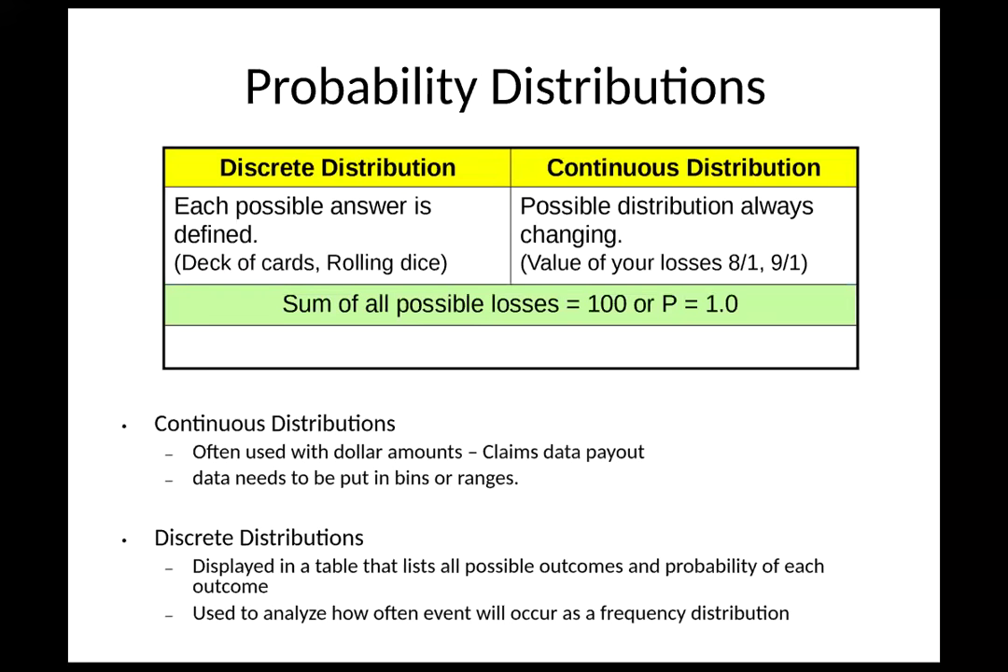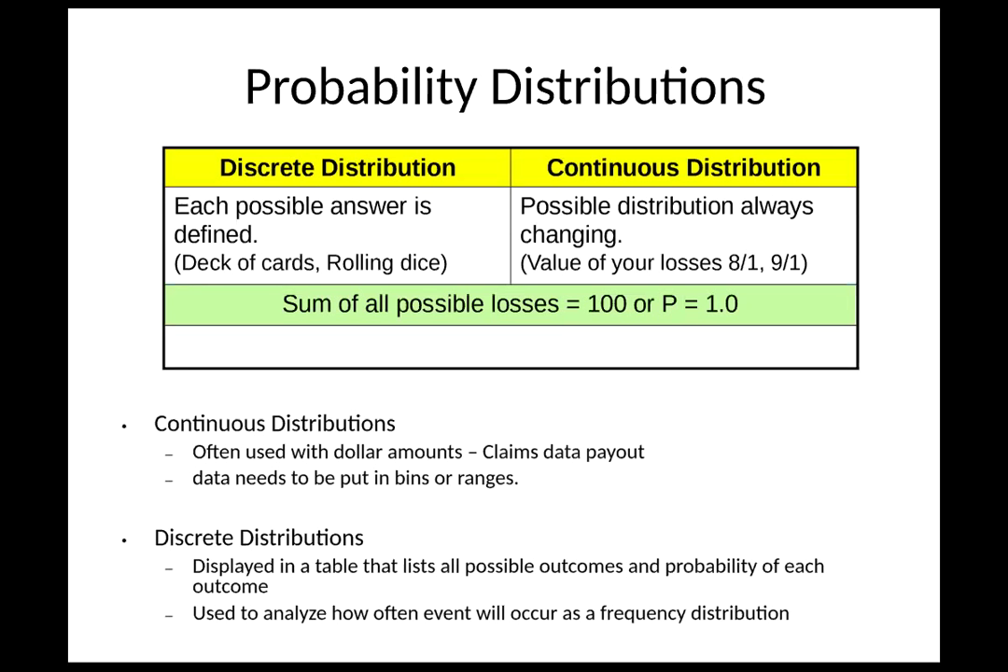Continuous distributions are often used with dollar amounts, so claims data and payouts. But when we do a continuous distribution, and we'll see this as we go through this chapter, it needs to be put in bins or ranges, right? If we were to try to say we have a loss that's worth $325, another one $625, and you go all the way through the line trying to pinpoint, we're never going to have a match. And so that's why we use ranges like 0 to 1,000, 1,001 to 2,500, or whatever. That's how we can develop a histogram to have a much better visual representation of that data.